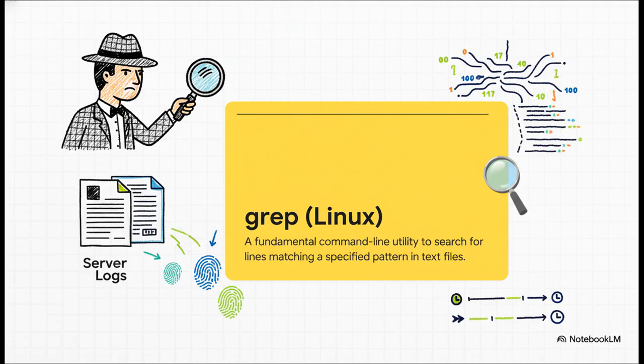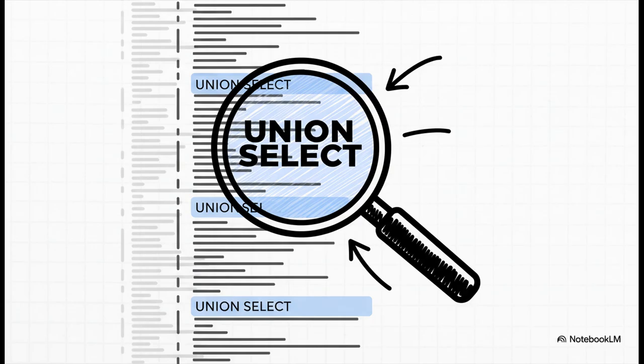It's incredibly fast and simple, perfect for finding specific keywords or patterns in any text file, including, of course, our Apache logs. For example, this simple command tells grep to hunt for the phrase union select, which is a classic calling card of an SQL injection attempt. Just like that, the entire log file gives up every single suspicious request.